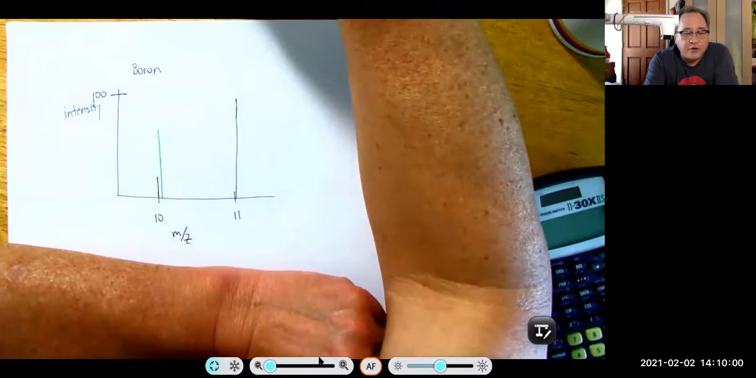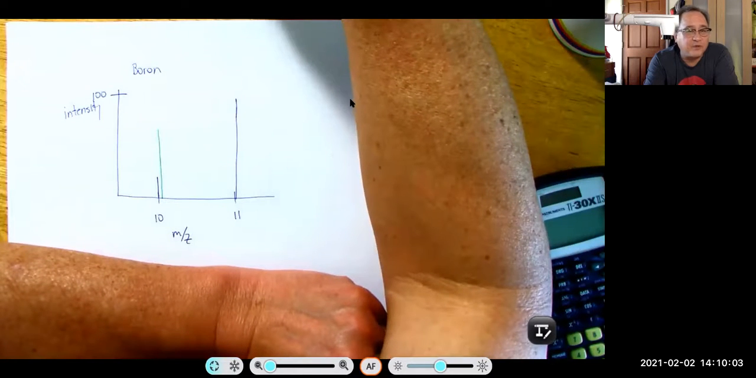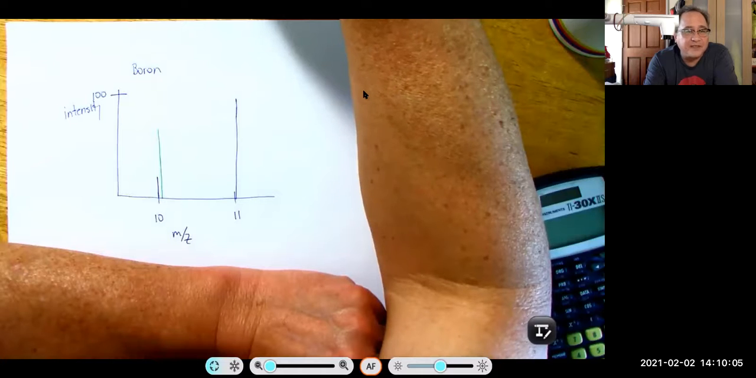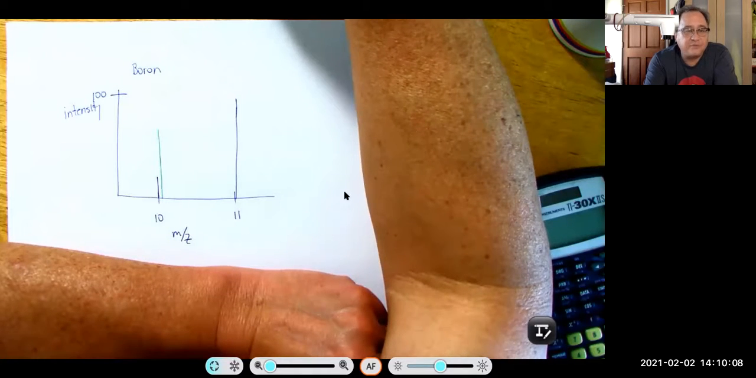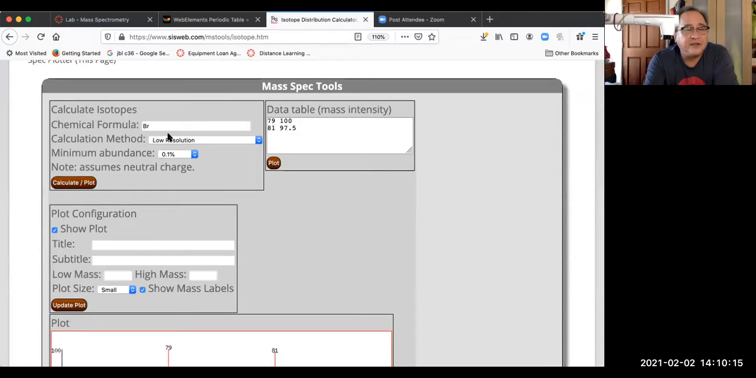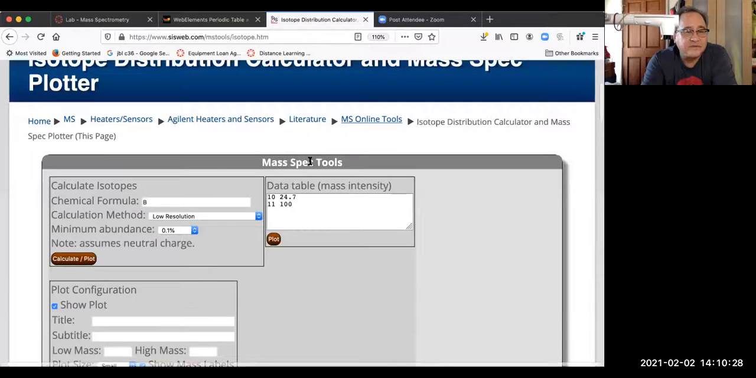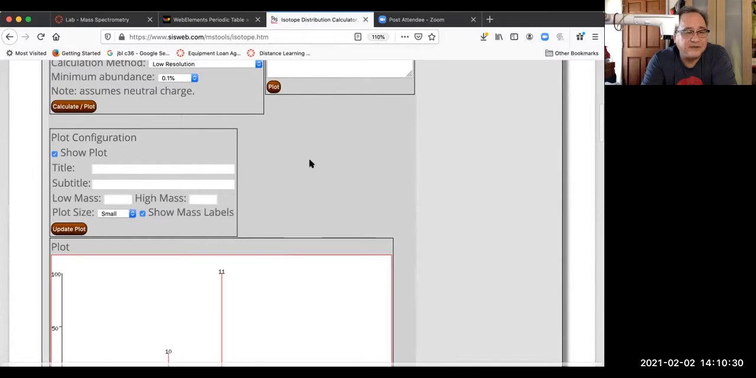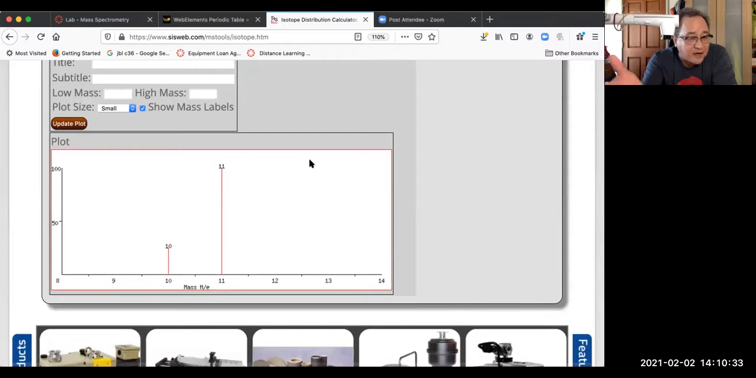Now we're supposed to go to the simulator and find out what's going on. So this is the test. We're testing our hypothesis. So I'm going to type in boron and enter, and let's see what it looks like. So take a look. It looks like the 10 is about a quarter of the length of the 11, doesn't it?